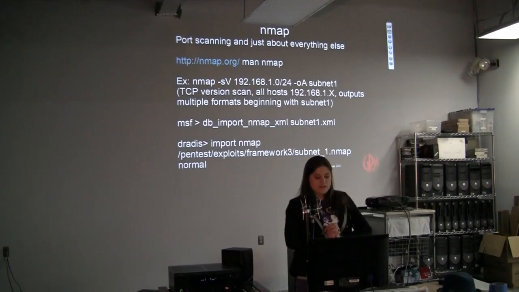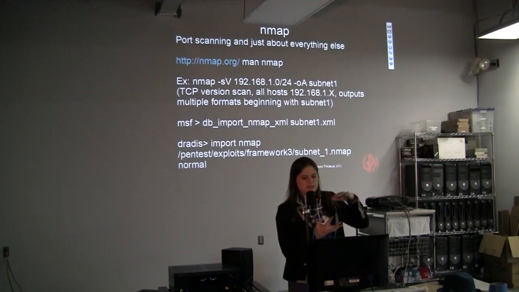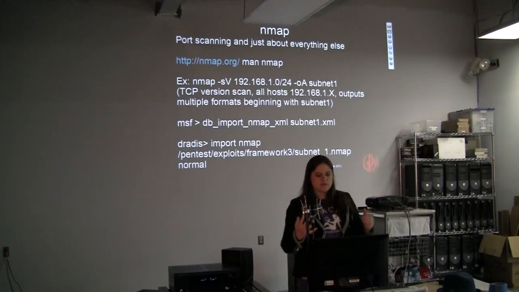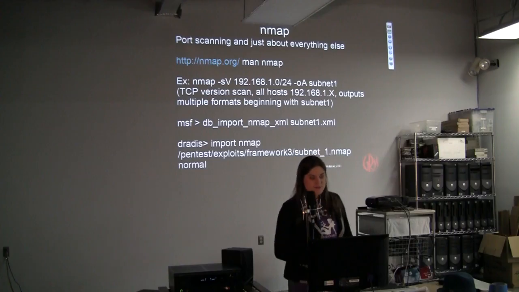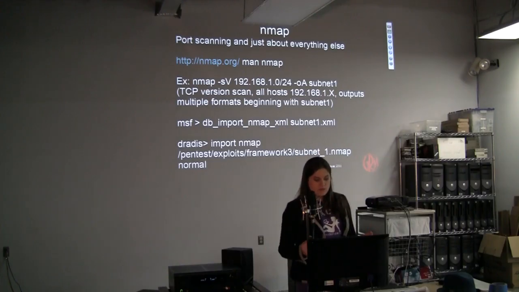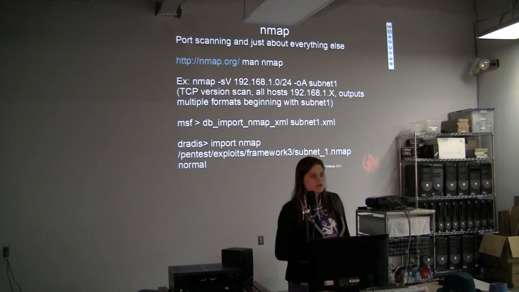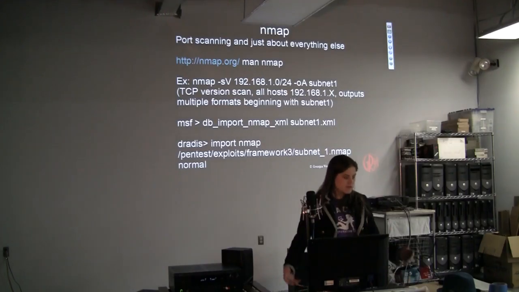And then -oA just tells it to output in all formats. It does Nmap, greppable Nmap, and XML. And then where it says subnet1 here, that's just a name for it. I called it subnet1. You can call it whatever you want, again, wildcard as long as you remember it. So then after we do that, we're going to import it into our database and into Dradis. And again, all of this is on your cheat sheet. But let's run through that together.